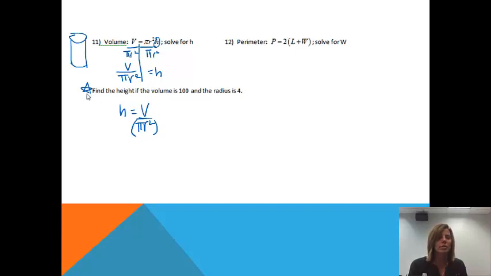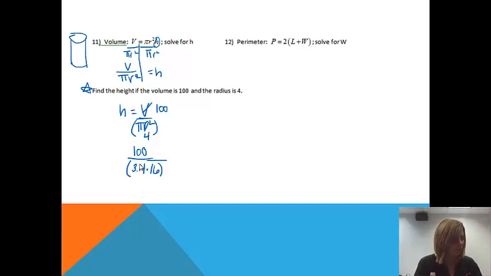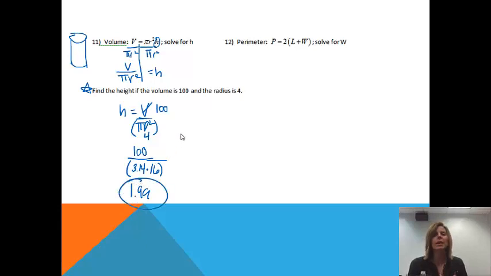All right, we do have an extra little step to this problem. It says to find the height if the volume is 100 and the radius is 4. So the volume is 100, so we know v is 100, and it says the radius is 4. So this guy right there is 4. So we're going to do 100 over pi we know is 3.14. And then 4 squared is 16. So you can type it into your calculator exactly like that. And let me go ahead and do that and see what I get as an answer. And I get 1.99 as my answer when I do that. So 1.99 will be the height, and there are no units given, so I don't need to worry about that.